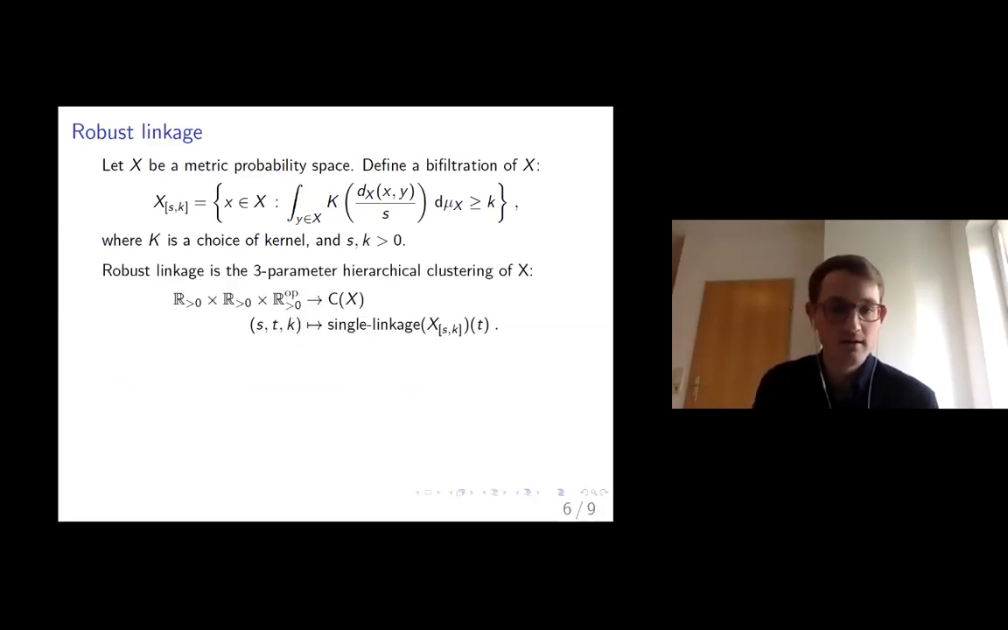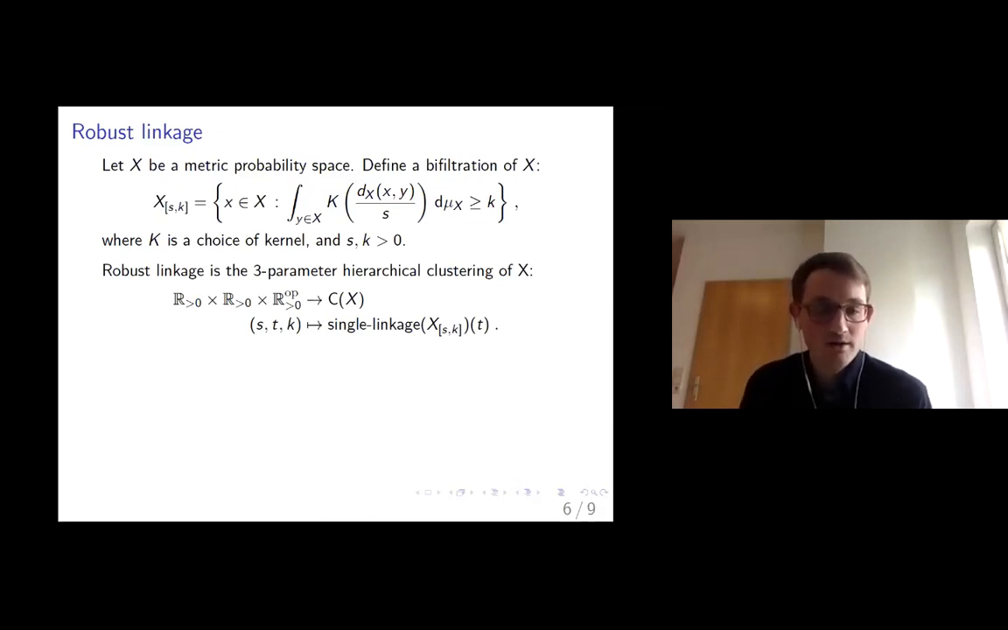And then I can form robust linkage. Like I said, it'll be a 3-parameter hierarchical clustering by first taking this bifiltration of the input and then using the 3rd parameter as the parameter for the single linkage clustering. So I should say a little bit about connections to things in the literature.